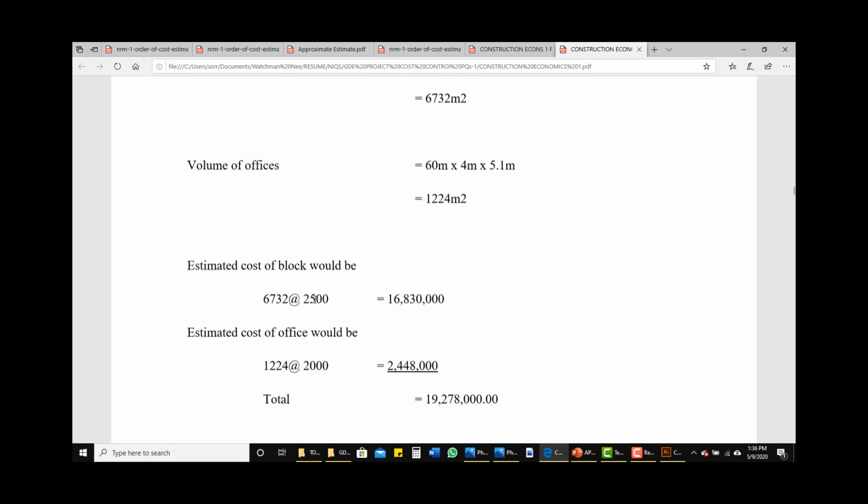2,000. This time around, the rate per cubic meter for the workshop is quite different from that of the offices. So that of the offices is 2,000 per cubic meter. So we multiply the two together. That one gives us 2,444,000. So we add the two together to give us 19,278,000. So that's the probable cost of the new project using a cubic method of preliminary estimate. I hope that one is helpful. The illustration, I hope it's helpful.